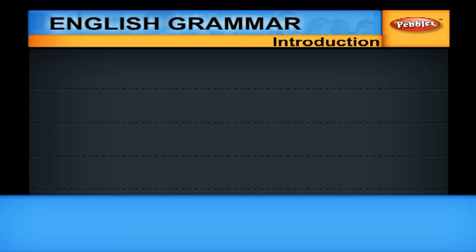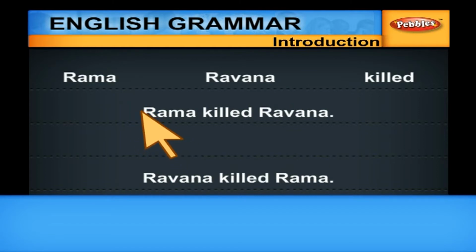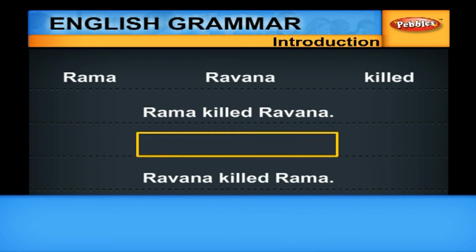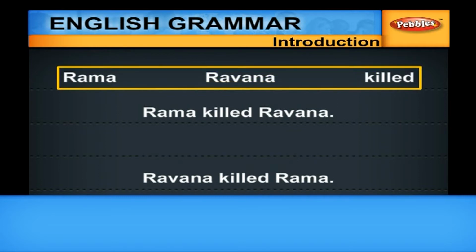Let us take 3 words: Rama, Ravana, killed. One sentence can be Rama killed Ravana. Another sentence can be Ravana killed Rama. In both these 2 sentences, you have the same words but the meaning is different. How does it happen? It is because of the ordering of the words.